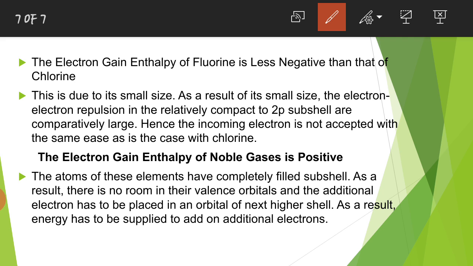The electron gain enthalpy of noble gases is positive. The atoms of these elements have completely filled subshells. As a result, there is no room in their valence orbitals, and the additional electron has to be placed in an orbital of the next higher shell. As a result, energy has to be supplied to add an additional electron.